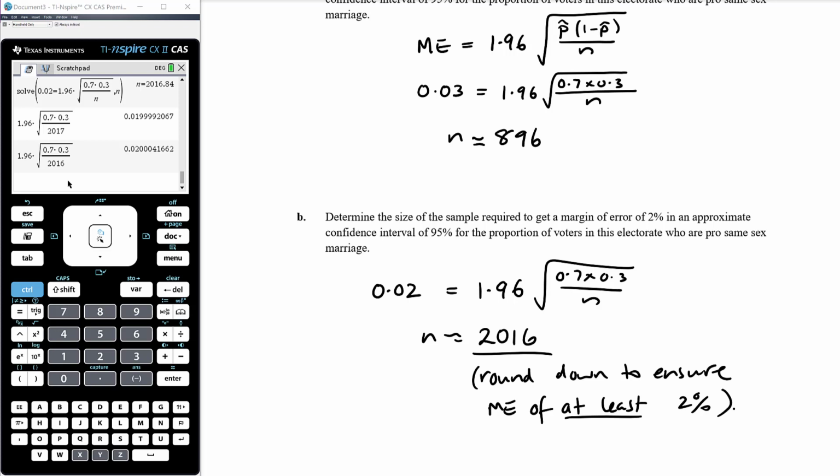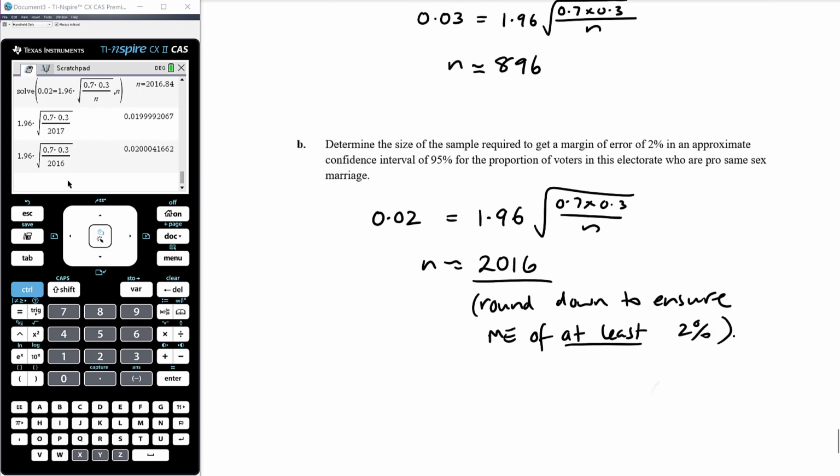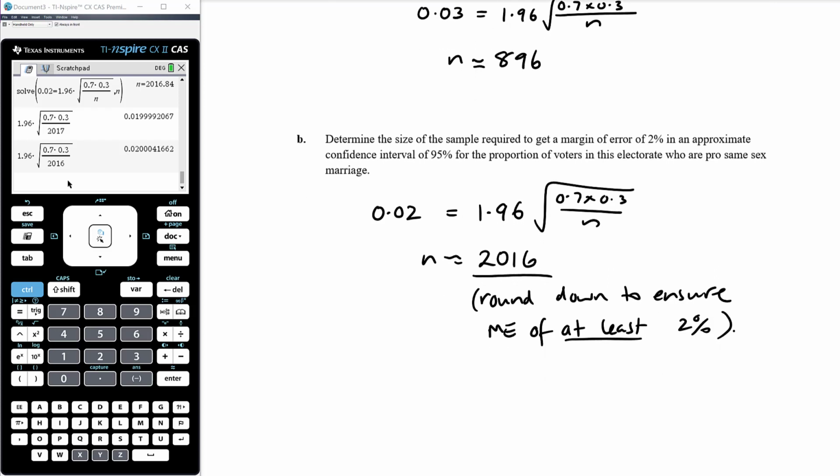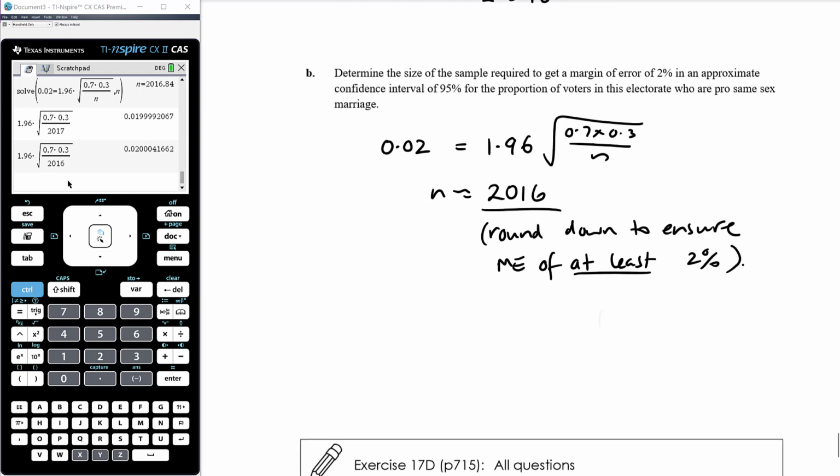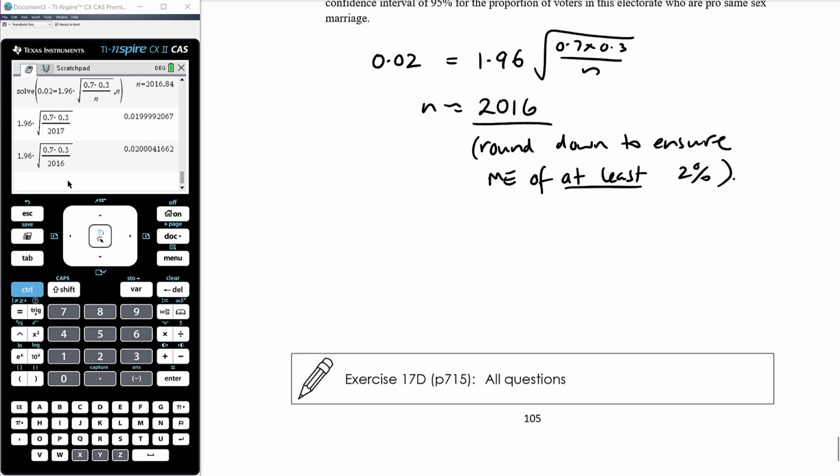Okay. So just be careful with that. Sometimes it's to do with the phrasing of the question. It might be okay to round up. Just be clear about it, often it'll say they want a margin of error of at least such and such a percent, in which case you want to make sure that your value of n will actually give you the margin of error that you need.